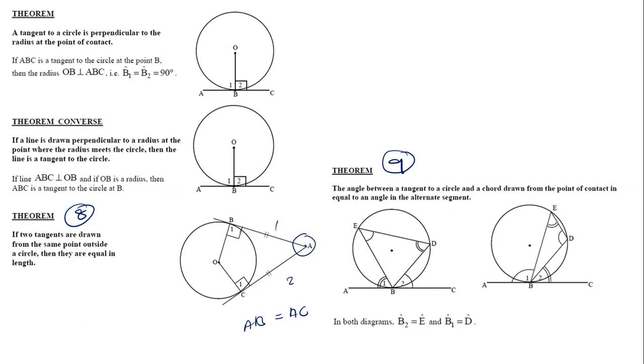What will be the converse of this? The converse will be if you are told that BA is equal to CA, then that means BA and CA are tangents. Here, we are told they are tangents. If they are tangents, this side will be equal to that side. But if they tell us that this side is equal to that side, that means those sides are tangents. It's just the converse, the reverse.